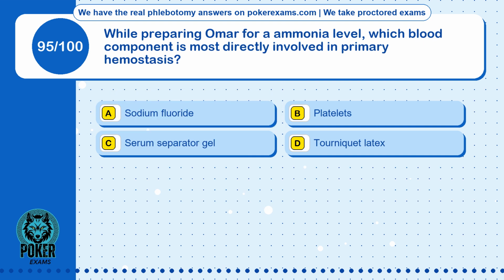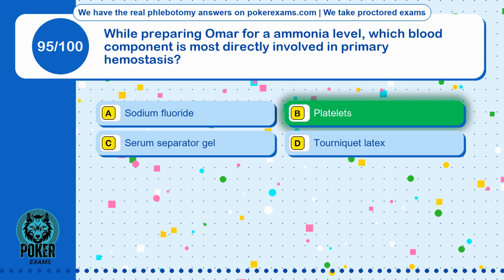Question 95. While preparing Omar for an ammonia level, which blood component is most directly involved in primary hemostasis? Option A, sodium fluoride. Option B, platelets. Option C, serum separator gel. Option D. Tourniquet latex. The correct answer is option B.